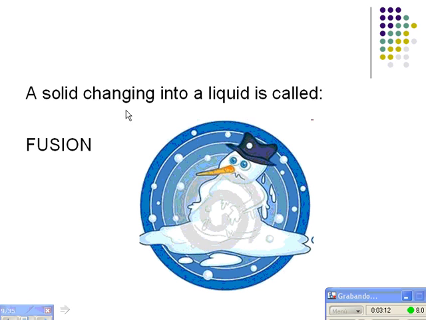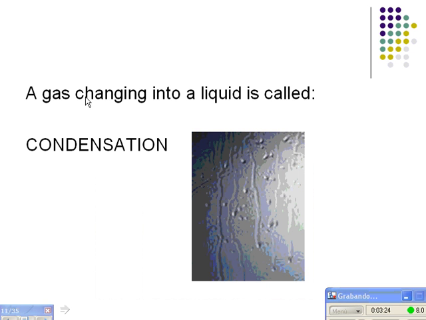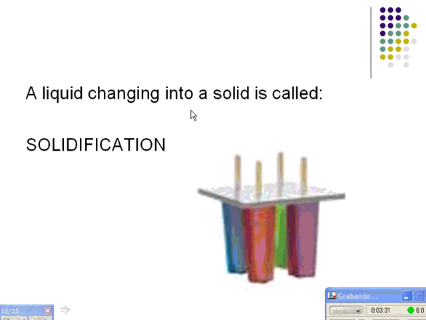So a solid changing into a liquid is called fusion. A liquid changing into a gas is called evaporation. A gas changing into a liquid is called condensation. And a liquid changing into a solid is called solidification.